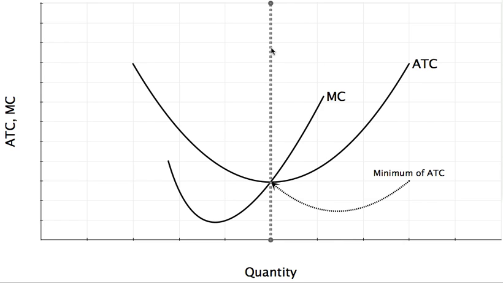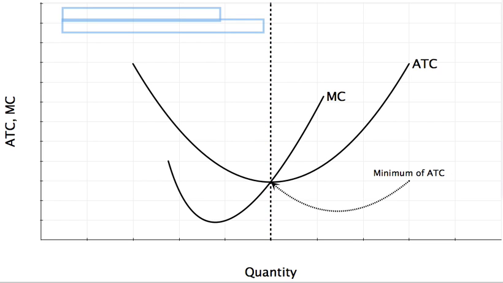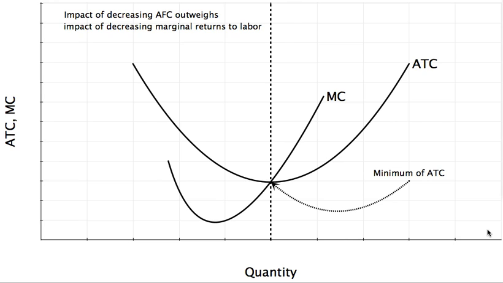Now if we take a look at this particular dotted line, what I'm going to compare is the outputs, the quantities to the left of where we're at the minimum of the average total cost curve, and the outputs to the right, the quantities that are greater than the minimum of the average total cost curve. So if we take a look at these lower levels of output, to the left of the minimum of the average total cost curve, the explanation as to why average total cost is declining in this region is that the impact of decreasing average fixed cost outweighs the impact of decreasing marginal returns to labor.